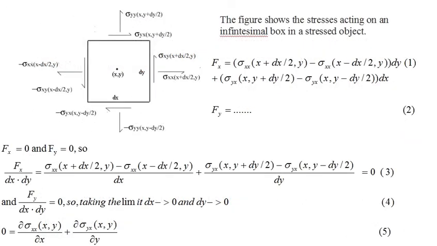This slide shows how the stress tensor is used in the analysis of stressed objects. The diagram shows an infinitesimal box in a two-dimensional object and the stresses acting on each side of the box. In line 1, the stress tensor is used to calculate the total force in the x direction acting on the box, and in line 2, if it weren't omitted, to calculate the total force in the y direction. Since the box is not accelerating, the forces in the x and y directions are 0, and we have lines 3 and 4. And taking the limit as dx and dy go to 0, we have line 5, which is the equilibrium model for a stressed object.